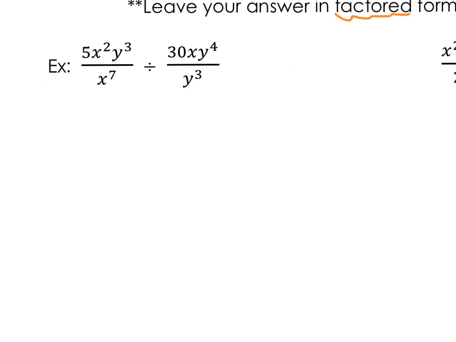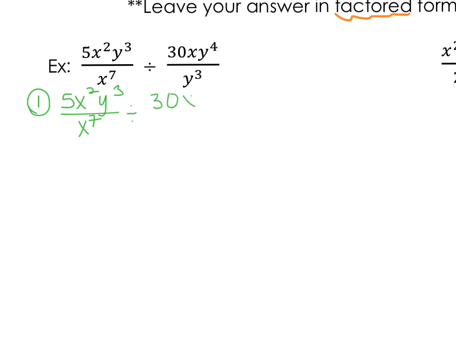5x squared y cubed over x to the 7th, divided by 30x y to the 4th over y to the 3rd. This means we have a fraction divided by another fraction. In step 1, we're supposed to factor. But for this problem, there's no addition or subtraction that has factoring involved. For step 1, we leave everything pretty much the exact same. We're not changing the division just yet.